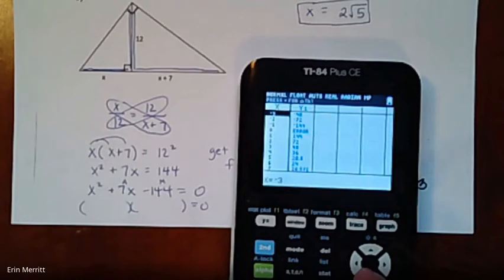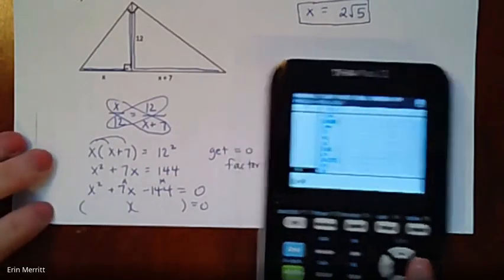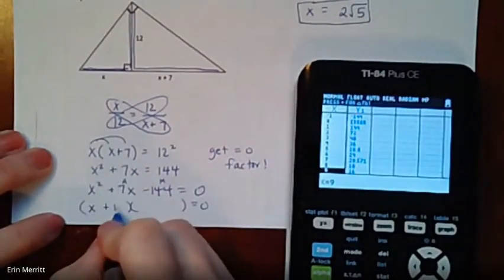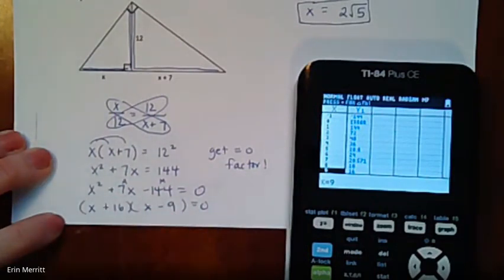So if I go to my table now, I can see 1 times 144, 2 times 72, 3 and 48, 4 and 36. So I'm looking for where they're going to have a sum or difference of 7. So 8 and 18 is getting closer. There we go. 9 and 16. So if we do a positive 16 and then a negative 9, that'll add up to the 7 that we want right there, but multiply to give us negative 144.